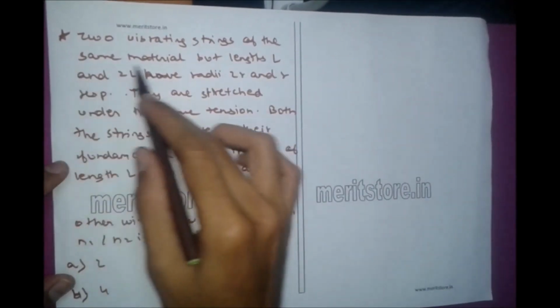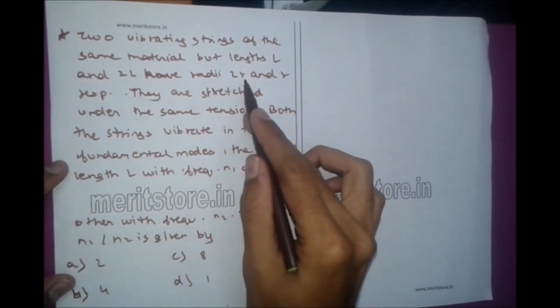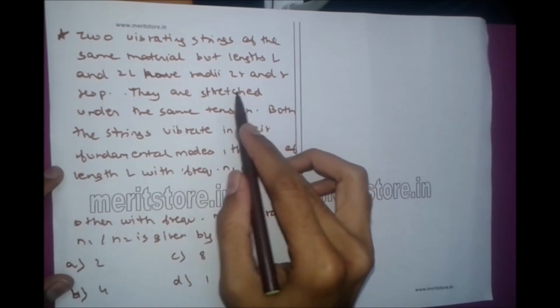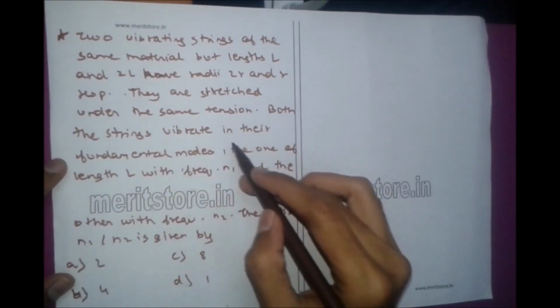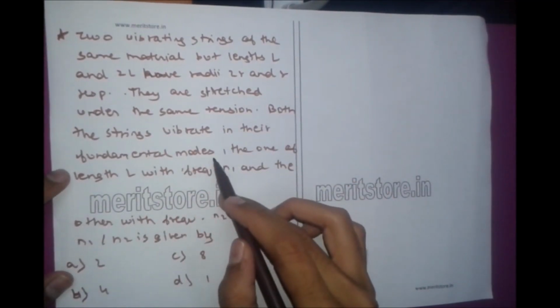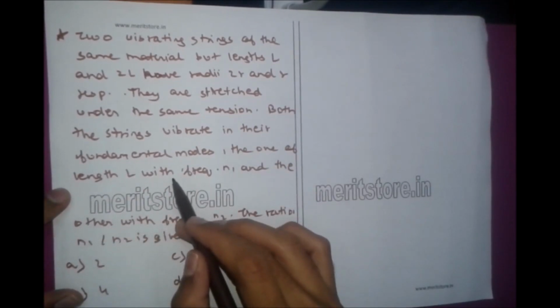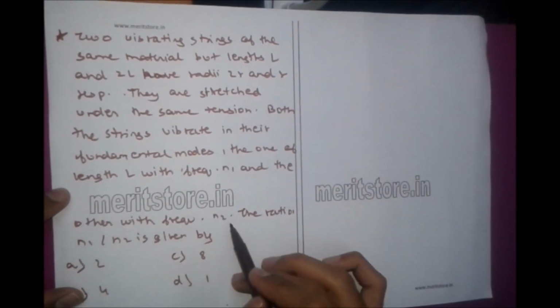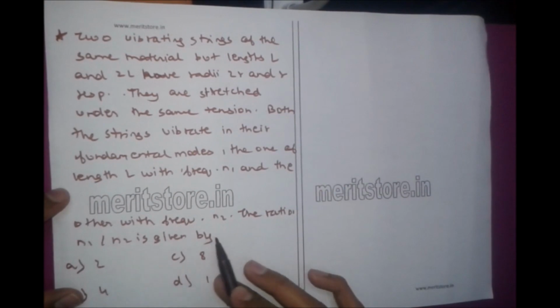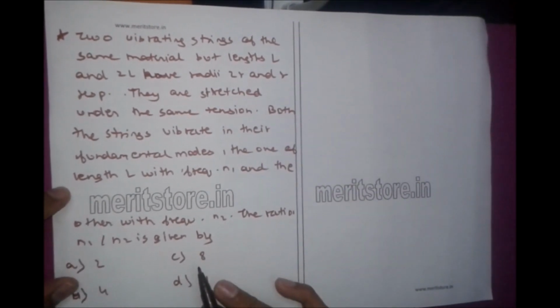Two vibrating strings of the same material but lengths L and 2L have radii 2r and r respectively. They are stretched under the same tension. Both the strings vibrate in their fundamental modes, the one of length L with frequency n1 and the other with frequency n2. The ratio of n1 to n2 is given by 2, 4, 8 or 1.